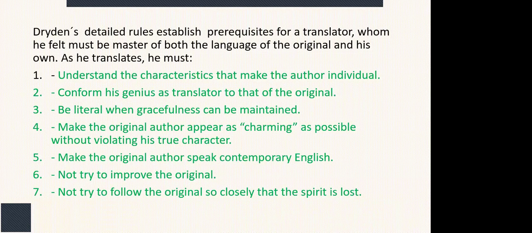Number 2, conform his genius as translator to that of the original. What he probably meant is you need to understand what the original intention was of the text or of the presentation or whatever that is. You need to know. And you need to try to find a way to really understand it in order to communicate that in another language.